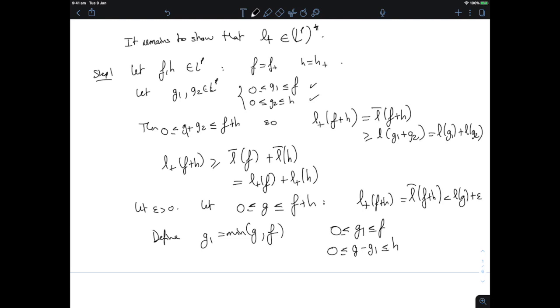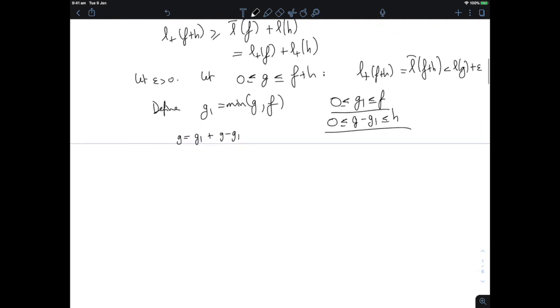Because g is smaller than f plus h, and so it's also smaller than h plus the minimum of g and f, because h is non-negative, so g is smaller than itself and it's smaller than f plus h. Right, so now the point of that is that I have g that I can write as g1 plus g minus g1, and g1 is below f and g minus g1 is below h.